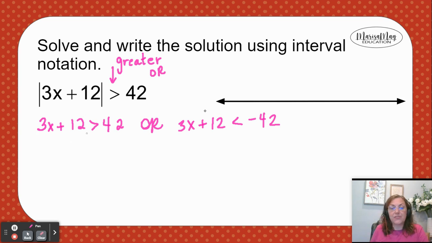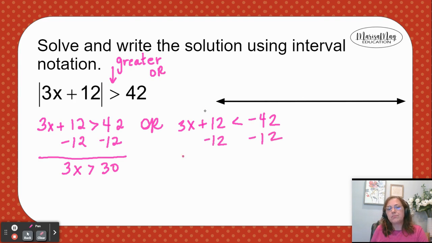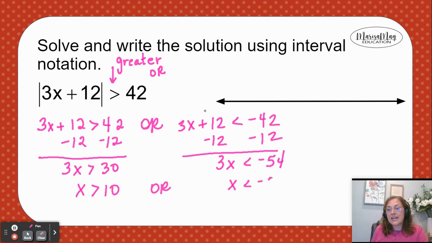I graphed that differently. We need to solve the inequalities first, so I'll begin by subtracting 12. Notice that it works the same on both of the inequalities, so that I get 3x is greater than 30 or 3x is less than negative 54. Then you can divide by 3 so that x is greater than 10 or x is less than negative 18. Sorry, I had to do that math in my head.